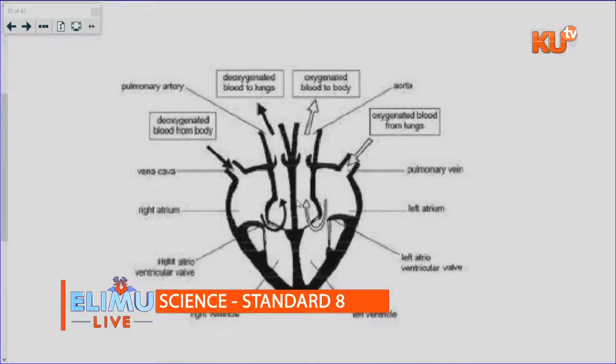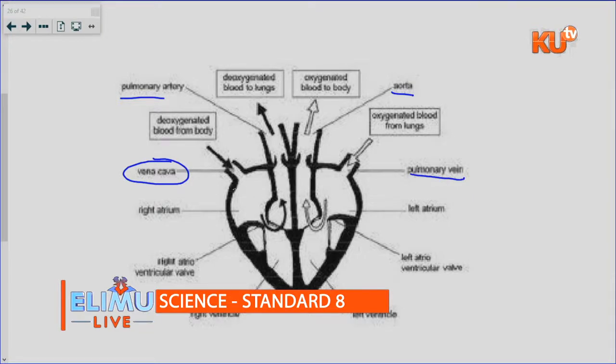So this is our diagram of the heart. The most important thing is to label. So we have the vena cava there. We have the pulmonary artery there. We have the aorta, which is there. Then we have the pulmonary vein. Those are the blood vessels that are found in the heart.